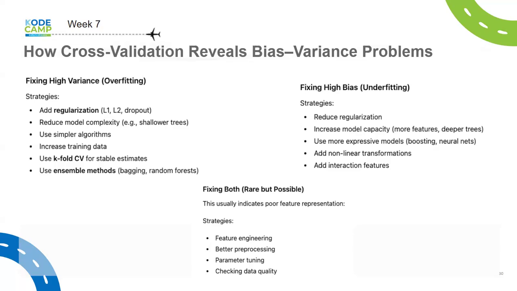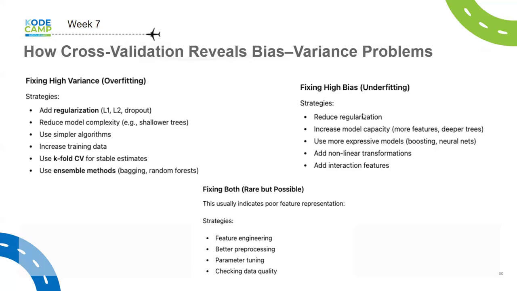Or use a simple algorithm. Maybe just use a simple linear model, maybe with one or two orders of polynomial transformation in your feature engineering. Okay. Or increase training data. Then use stratified cross-validation for stable estimates. Use ensemble methods. If you're using a decision tree, use bagging, use random forest, use XGBoost, and so on. Okay. That is if you are overfitting.